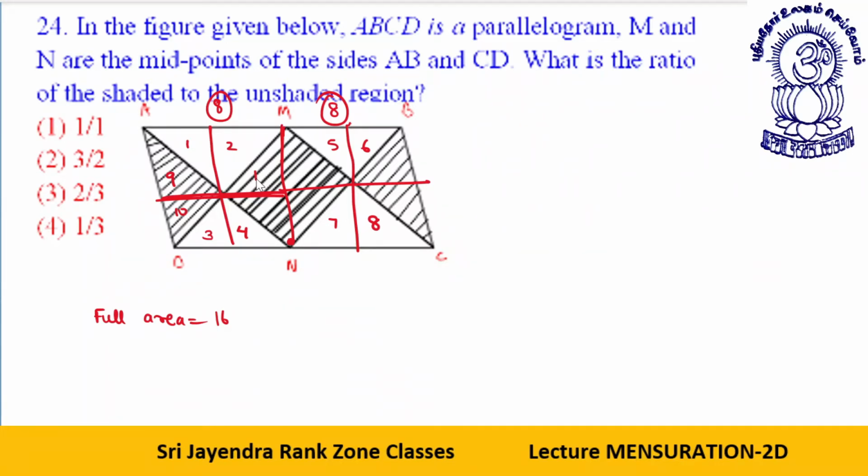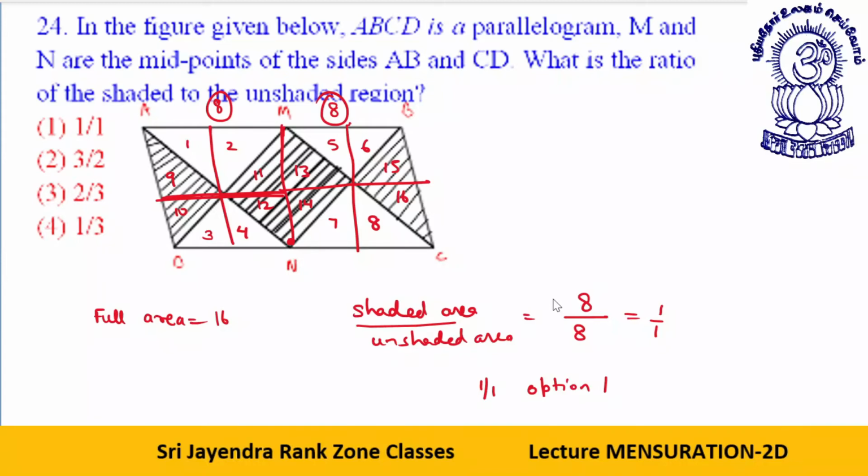So, shaded area upon unshaded area. Okay, shaded to the unshaded. In the shaded area, there are 1, 2, 3, 4, 5, 6, 7, 8. In the unshaded area, also there are 8. Okay, so the ratio comes out to be 1 is to 1. Option number 1 is the answer. Okay, dear friends, next one.